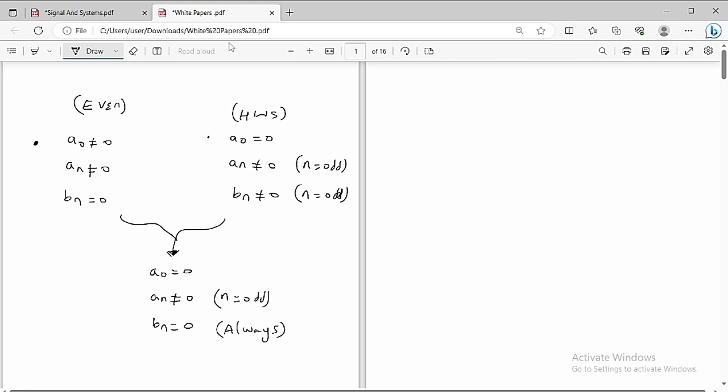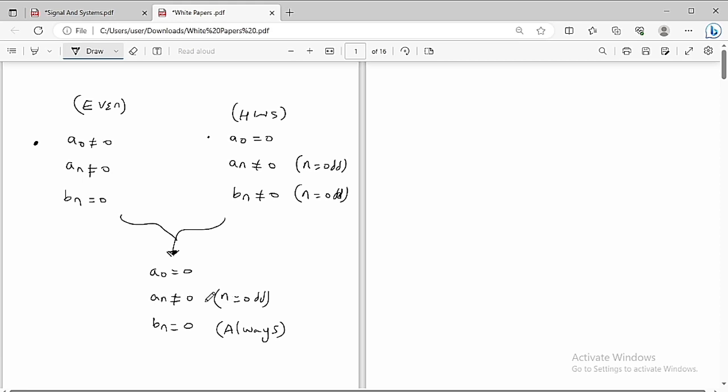A0 is equal to 0. See, if one is not 0 and the other is 0, then by default it is 0. Here one is not 0 and the other is 0, so by default it will become 0. Here for all the values of n it is not equal to 0, but here only for odd values of n it is not equal to 0. So we have to take only the odd values of n.